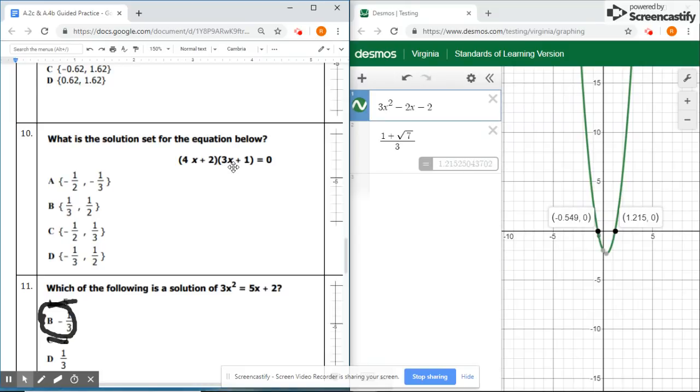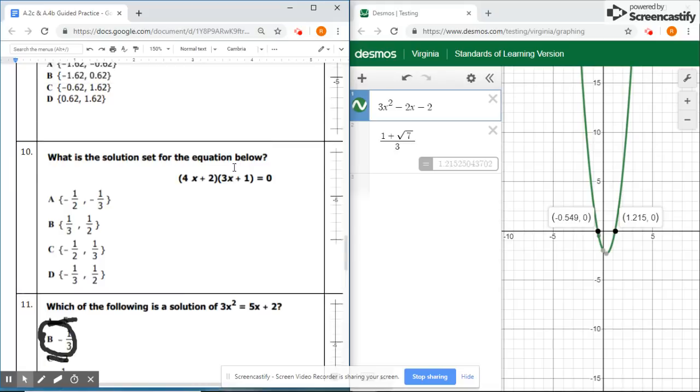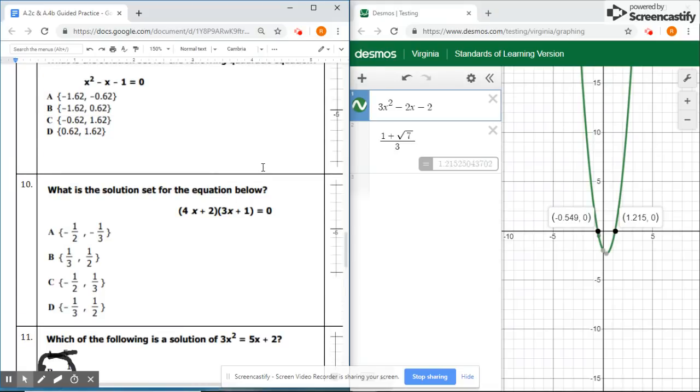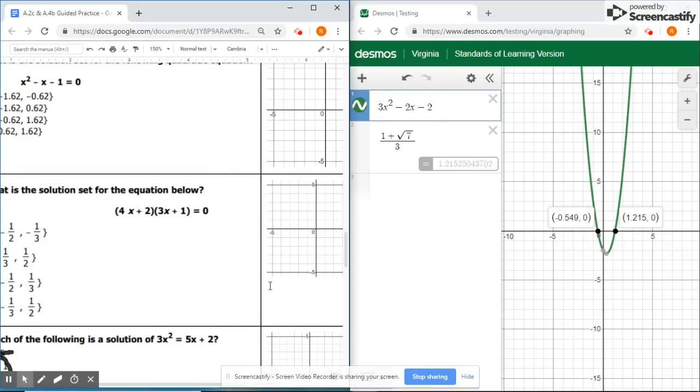So go ahead and try number 9 and 10, either factoring or quadratic formula or Desmos. I would highly suggest Desmos. Make sure to put your graph over here on the right side.